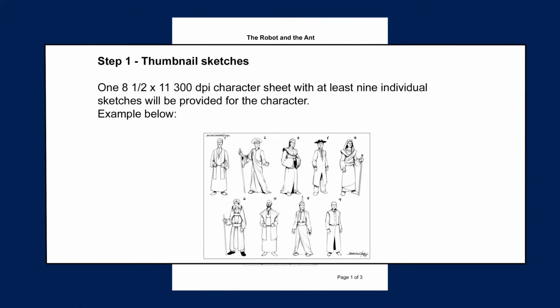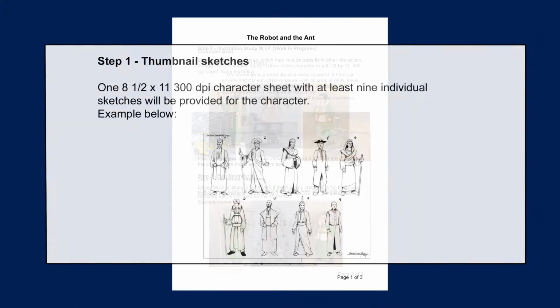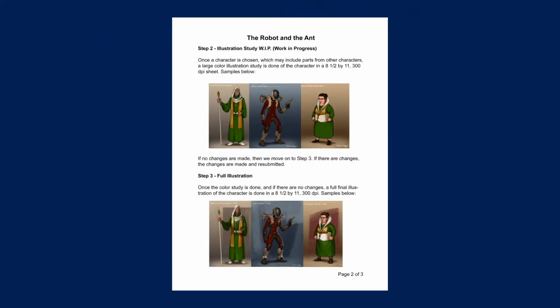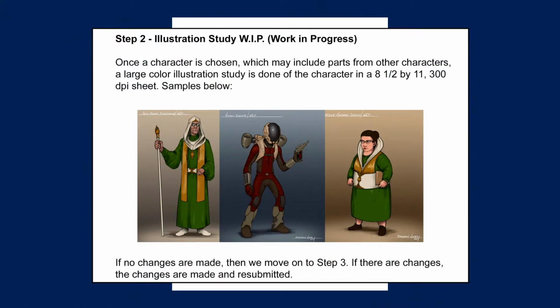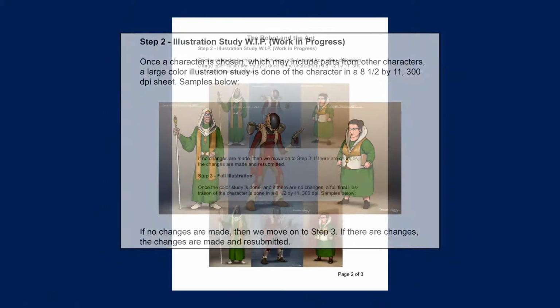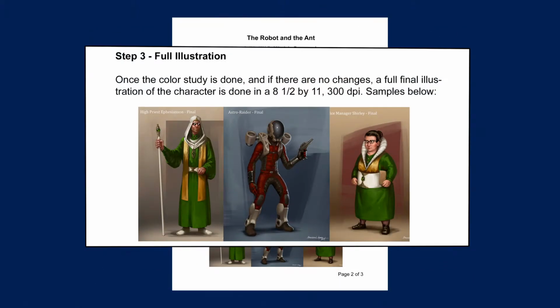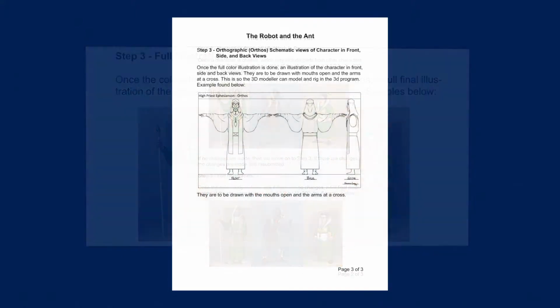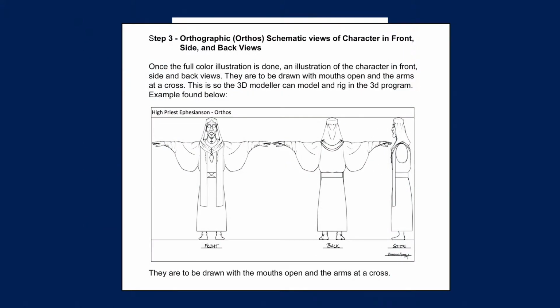Once I choose a sketch, and if there are no changes, we move on to the next section. The next section in the following page describes that the artist is to do a work-in-progress color illustration of the chosen design. If there are no changes, we move on to the final illustration. The final page describes that the design is to be made in an orthographic view, describing the front, back, and side views of the character for modeling in 3D. This document is sent to the artist.